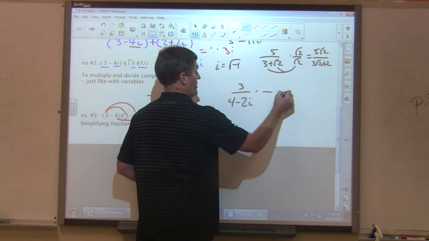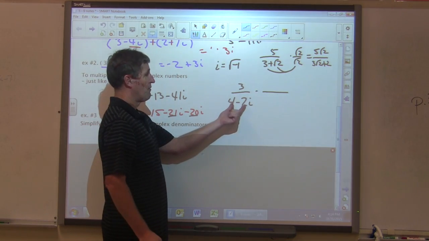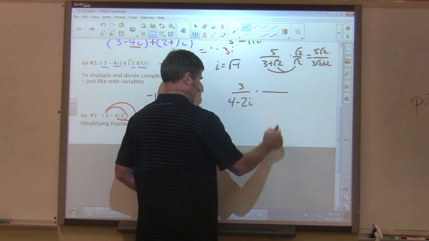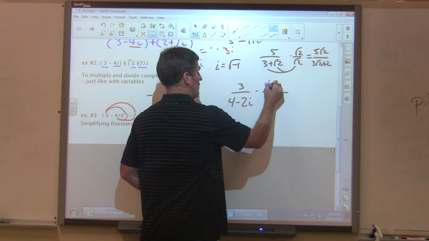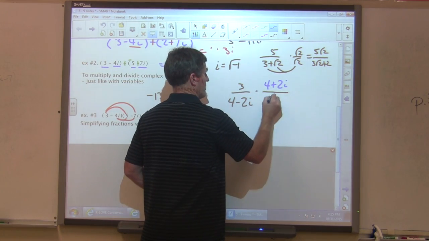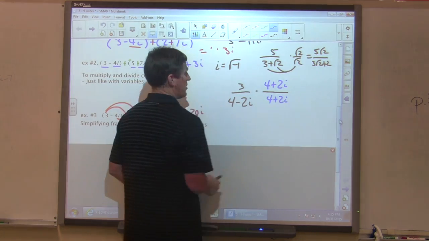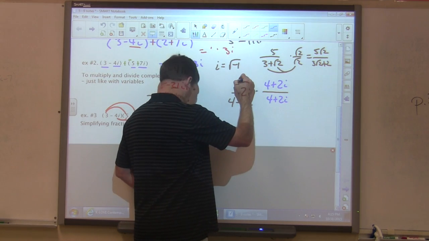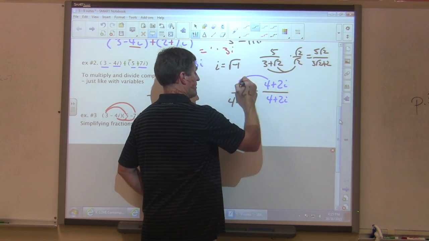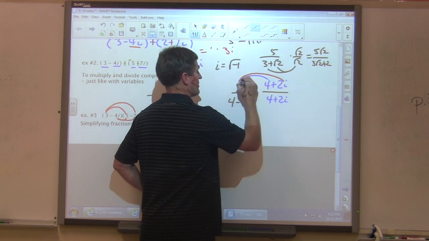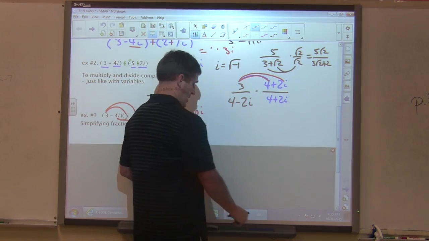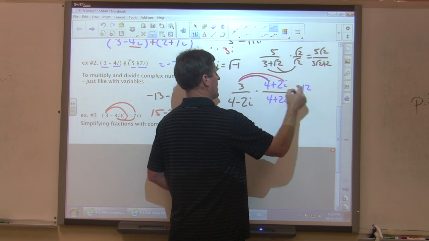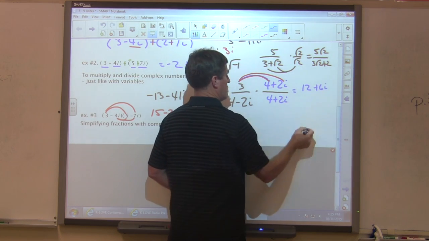So if you remember, the complex conjugate of 4 minus 2i, you take the opposite of the imaginary part. So that would become 4 plus 2i. And you multiply both the numerator and the denominator by this. So in this case, we would distribute, and we would get 3 times 4 is 12, and 3 times 2i is 6i.